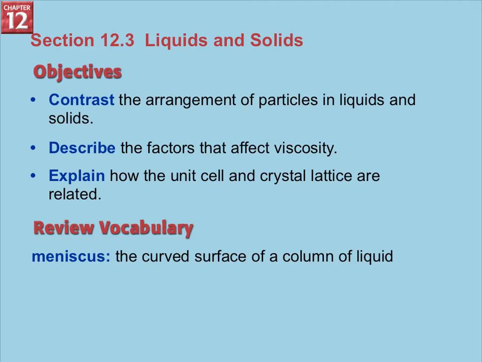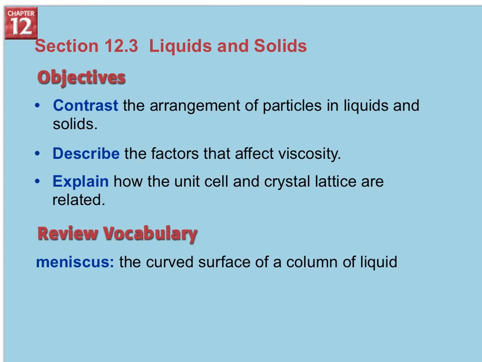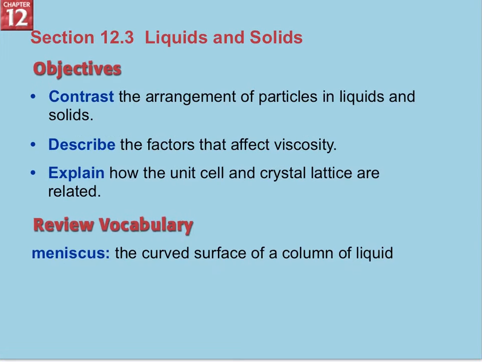Review vocabulary. I hope everyone's familiar with what a meniscus is. This is the curved surface of a column of liquid. So if you're measuring something out in a graduated cylinder, and you've filled it up with liquid to this point, you're going to have this curved line where all your liquid is filled up. This line is called the meniscus, and you read from the very bottom of the line, not from the top of the line.